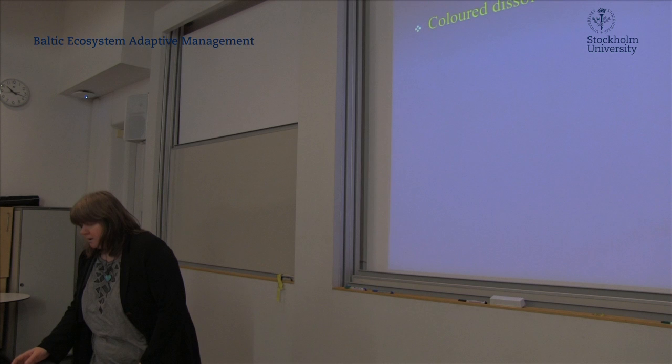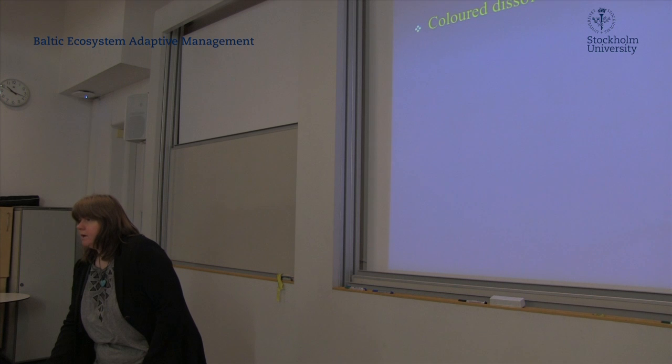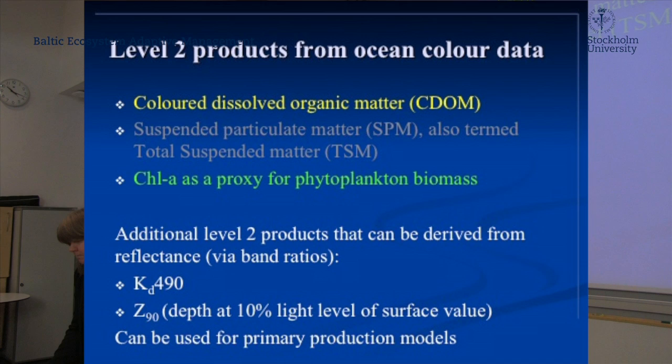So basically the products that we can derive from ocean color remote sensing that are useful for management are colored dissolved organic matter. That's basically the chromophoric part of DOC. And then suspended particulate matter, SPM, which is also termed total suspended matter. And then of course chlorophyll.